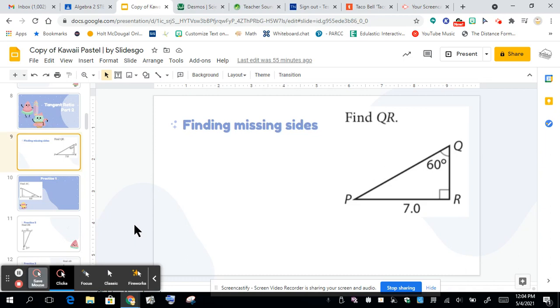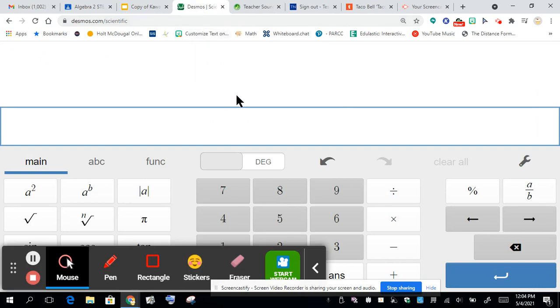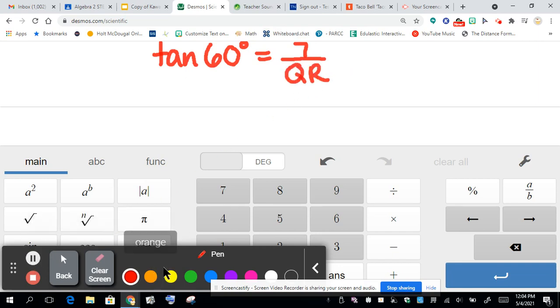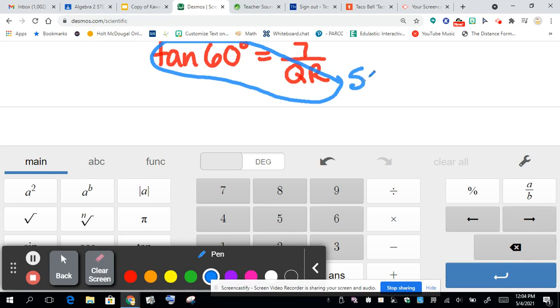So I just exit out of the presentation to go to my Desmos Scientific calculator. So in this calculator, I'm going to show you how to put in the thing that we were going to evaluate, which is tan 60. So tangent of 60 equals 7 divided by QR. And then remember from there, if your variable is in the denominator, you're going to switch. If I ask you multiply or switch, the answer is switch.